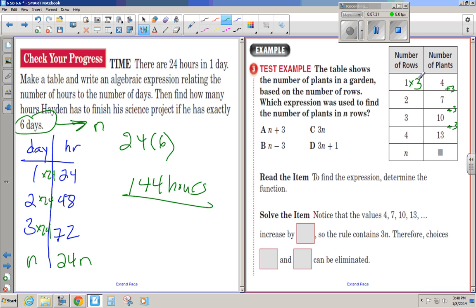But unfortunately, you have a problem. Okay? 1 times 3 is not 4. 2 times 3 is not 7. 3 times 3 is not 10. So what you have to add now to find the expression determines the function. Notice that the values 4, 7, 10 are all increasing by 3. So the rule contains 3n. Therefore, the choices A and B can be eliminated.